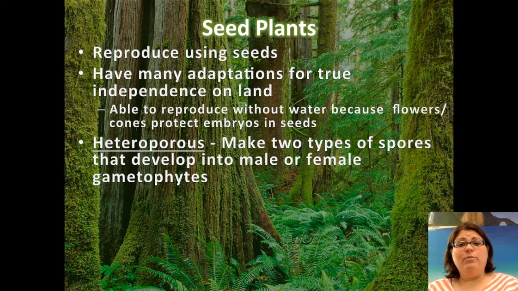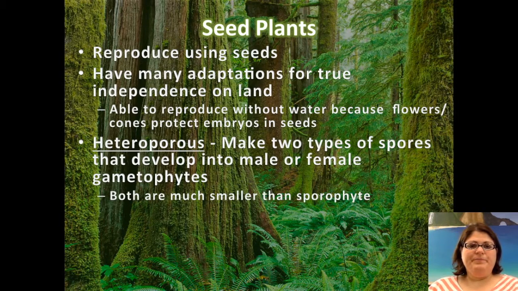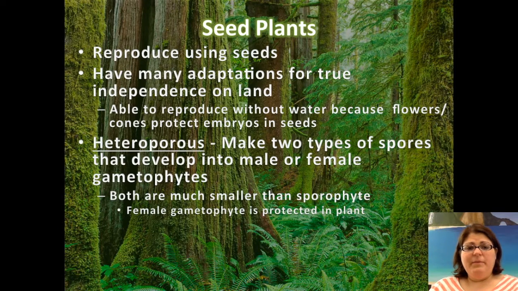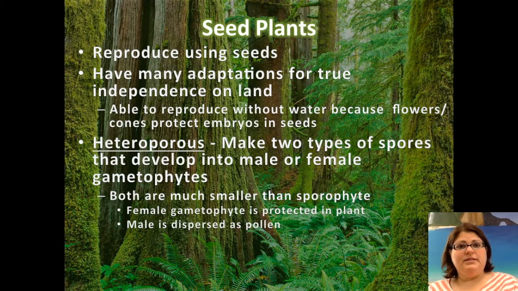Seed plants are heterosporous. That means that they make two different types of spores that develop into either male or female gametophytes. Most of the time, one plant will have both types of gametophytes, but they have two different types. In both cases, the gametophytes are much, much smaller than the sporophyte. In fact, what you're used to seeing is the sporophyte. The female gametophyte is usually protected within the plant, and the male is dispersed as pollen.